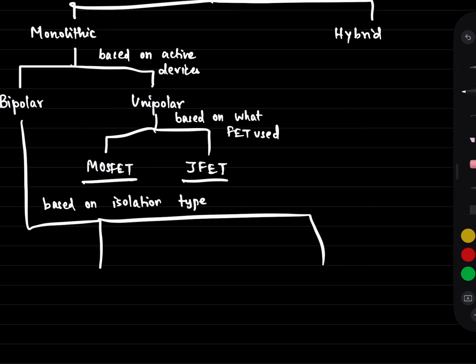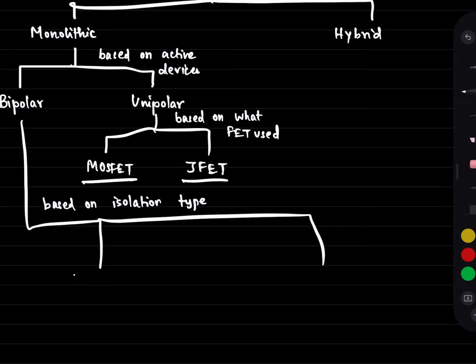Now what is isolation type? Isolation is done to prevent the electrical interaction between the different transistors in a circuit. One transistor and the other transistor should not touch each other, because if they touch, it will cause leakage currents to flow, and it will also cause interference of signals, and it will lead to delays and so on. So we should isolate the different transistors from each other. This is why isolation is used.